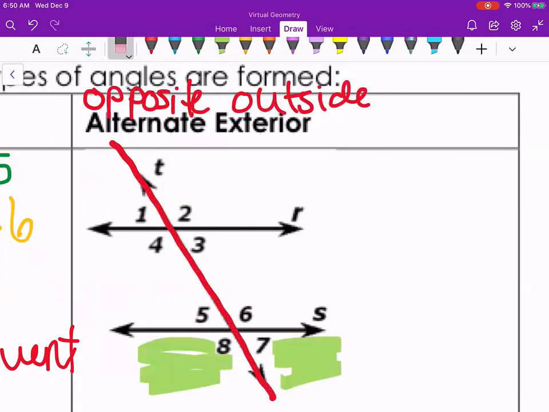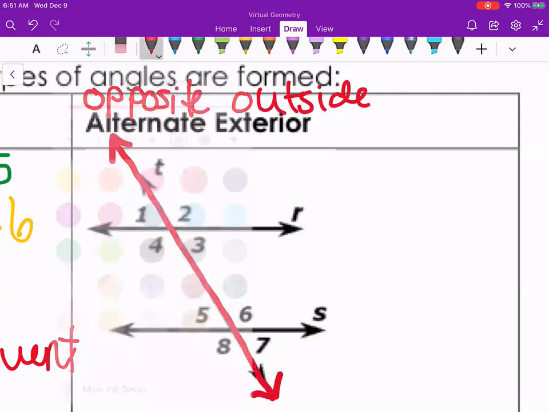So my exterior numbers are 1, 2, 8, and 7. So now it's all about where are they on that transversal line. All right, so let's say we start with angle 1. It's in the exterior.